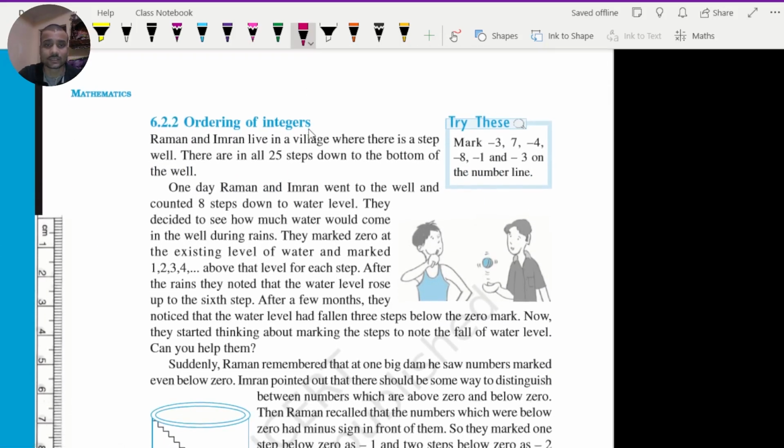Ordering of integers. Let us suppose you have been told that you will have to write in order -4, -2, -8. If you have to write in order, you can use two orders: ascending order, and the second one is descending order. Any one you can use.